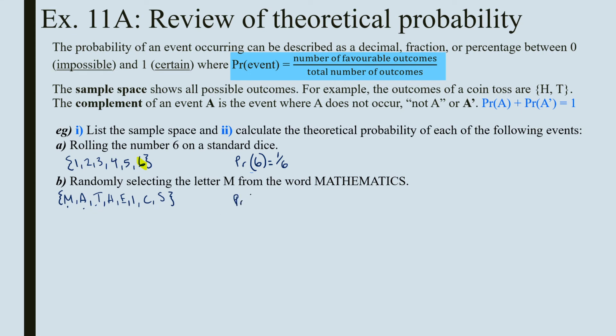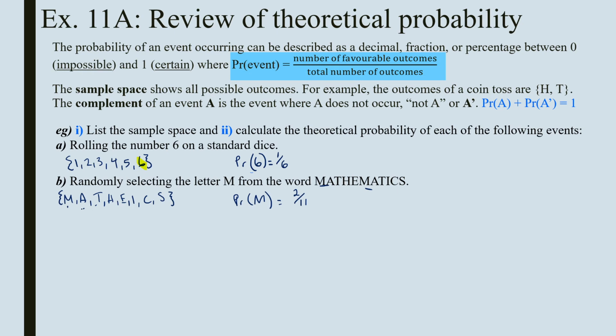The probability of selecting a letter M: there are 2 M's in the word mathematics, and we have a total number of letters. There's 1, 2, 3, 4, 5, 6, 7, 8, 9, 10, 11 letters in the word mathematics. Again, keeping it as a fraction because it's a lot simpler and neater than writing 11ths as decimals.